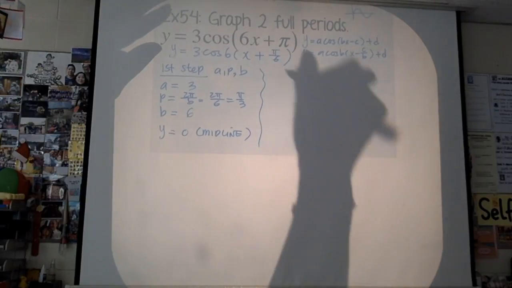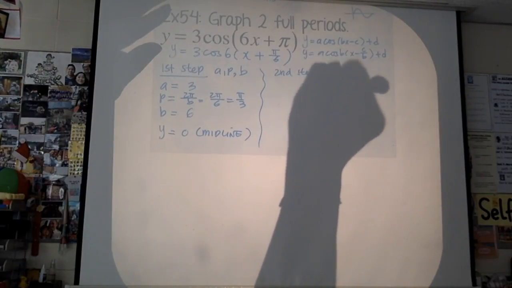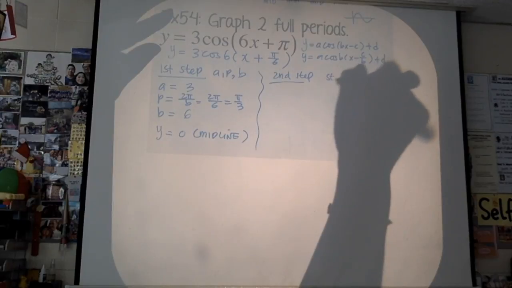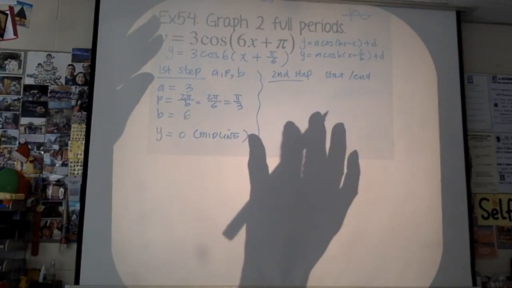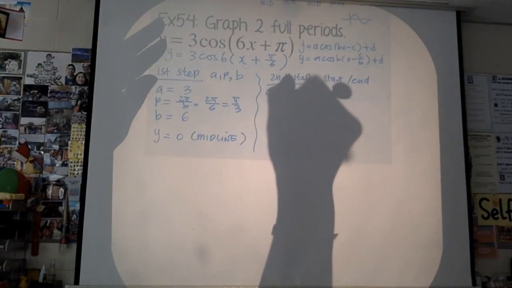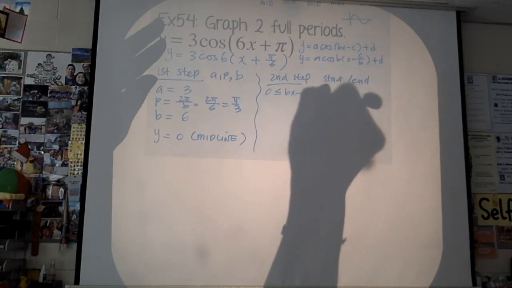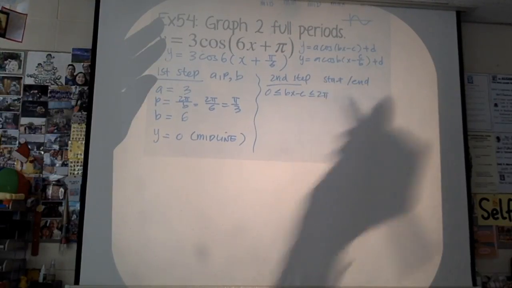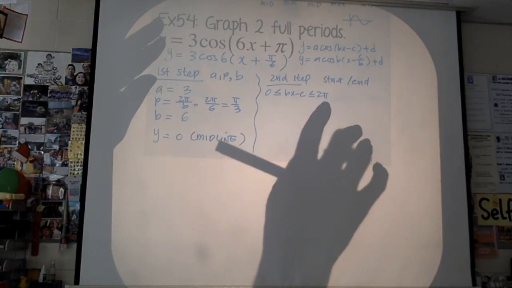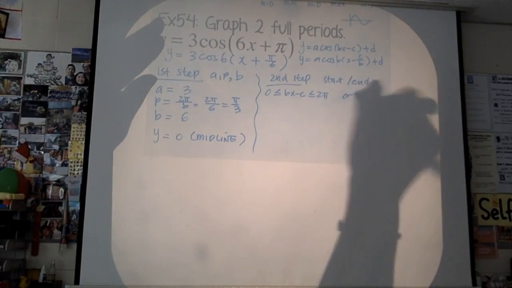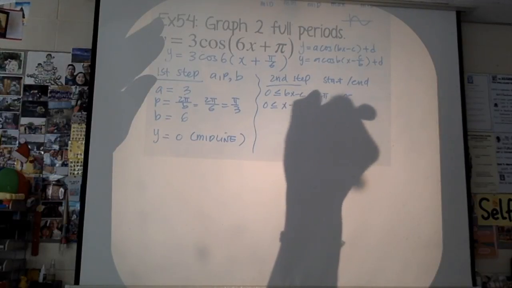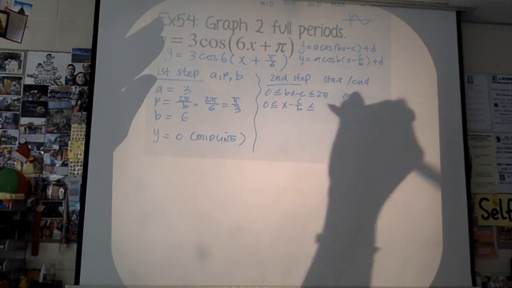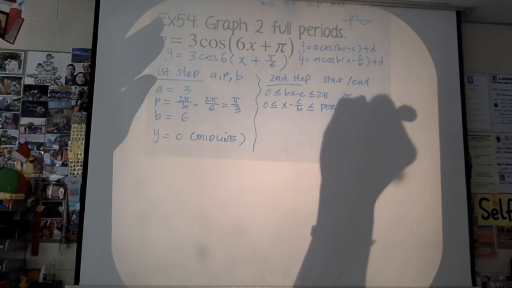Let's go to step 2. Second step is your start and end, right? So let's do this. Okay, so there's two ways, you guys. You can do 0 is less than or equal to bx minus c is less than or equal to 2 pi, which is the usual cosine period. Or you can do 0 is less than or equal to x minus c over b is less than or equal to your period.